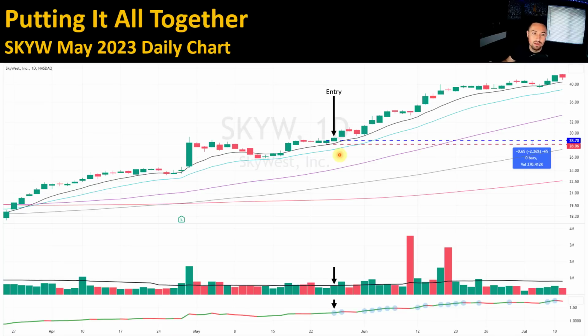So let's start off here with SkyWest. What chart pattern do you see? Cup and handle, right? Here's the cup, here's the handle. Now, some key things to be paying attention to is the relative strength.